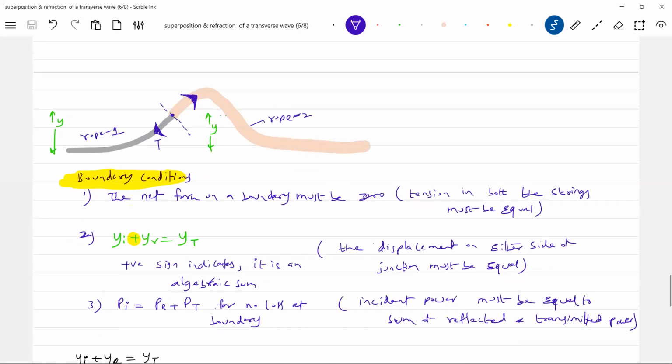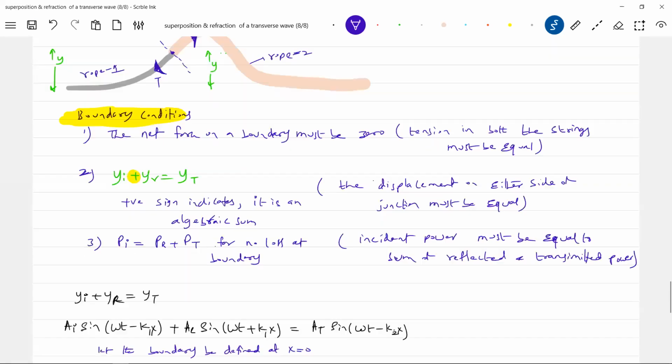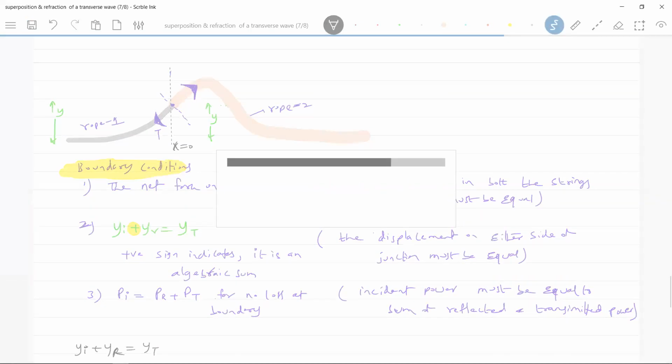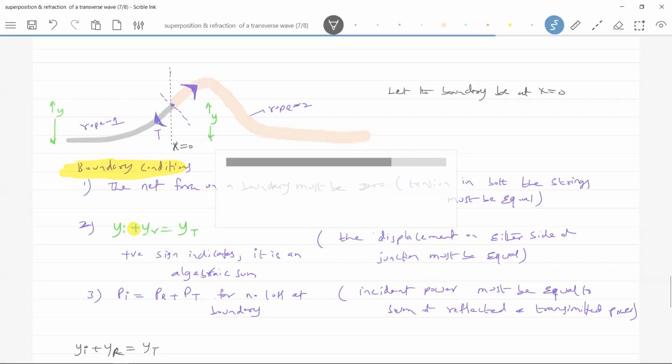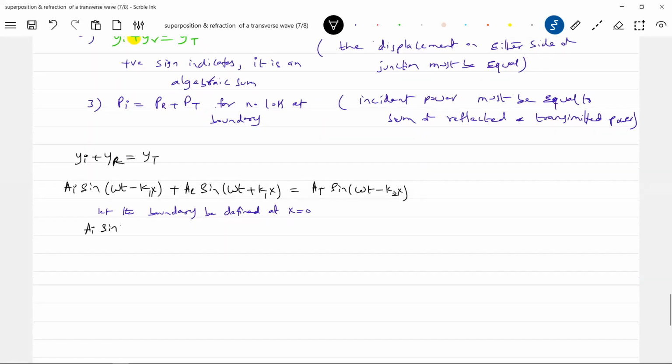Now let me define the boundary at x equals 0. What do you mean by that? Let me define this particular point. For our convenient purpose, I brought it; otherwise, a lot of mathematics we have to go through. To make it simple, let the boundary be at the origin, at x equals 0. For mathematical convenience, we are assuming it. If it is non-zero, we can solve, but a lot of maths will be involved. To minimize mathematics, we assumed it. So therefore, this will become AI sine omega t.